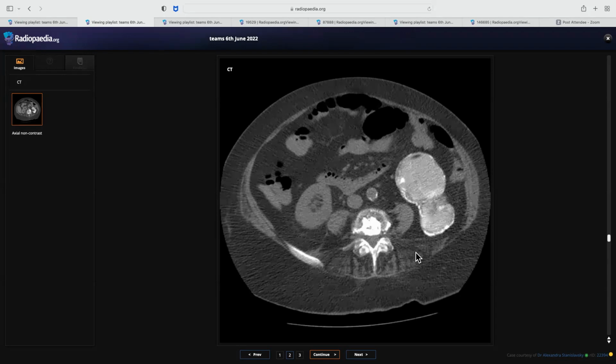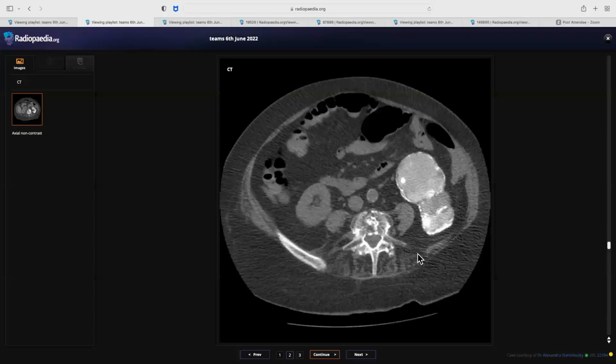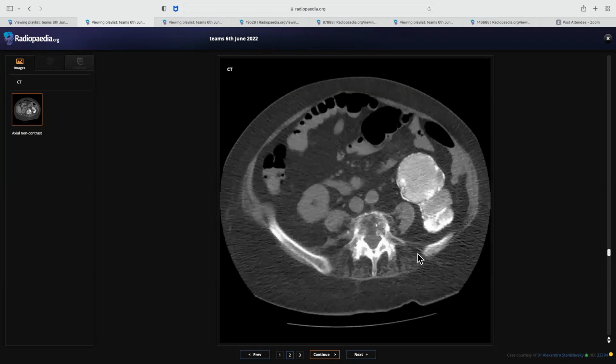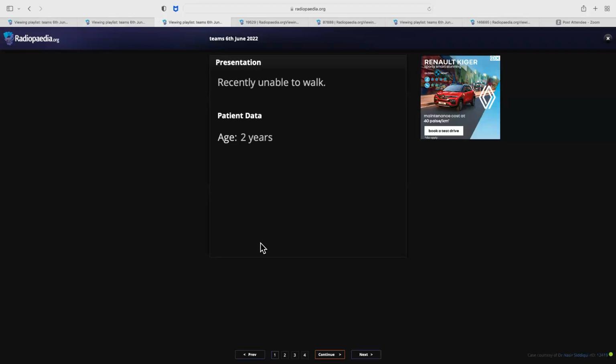So what are the stages of renal tuberculosis? Can you tell me how it looks in the beginning and how it progresses on imaging? No, I don't know about that. Okay. Let's move on to the next case.